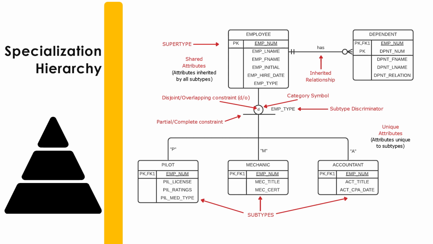So in this case, we have the employee entity as our supertype and the pilot, mechanic, and accountant as our subtypes. It is important to note that the primary key that you have for the subtypes is the same as the primary key that you have for the employee supertype. There are other components in this specialization hierarchy, but we will be discussing them later on in our discussion.